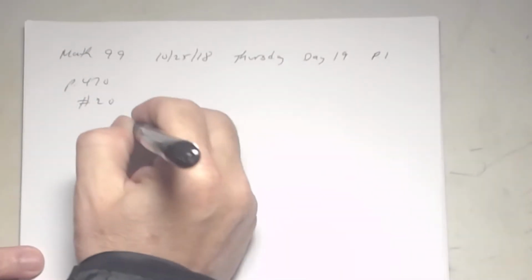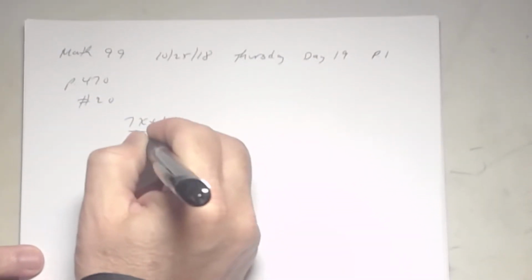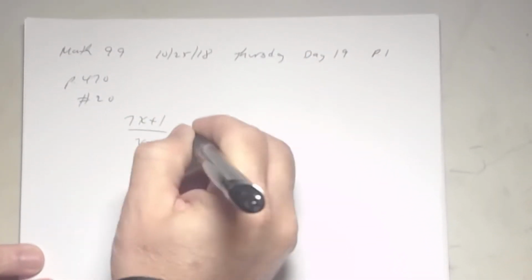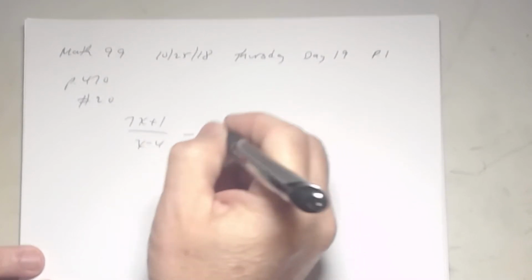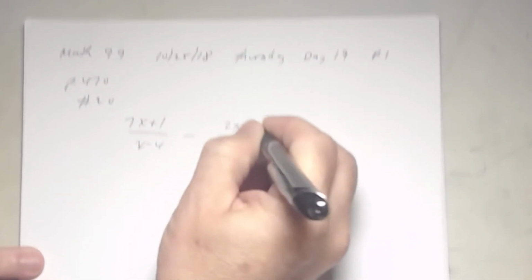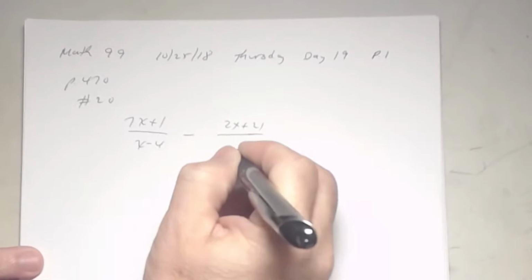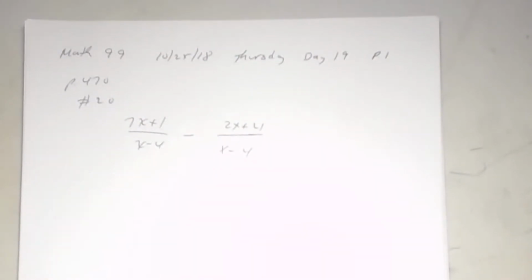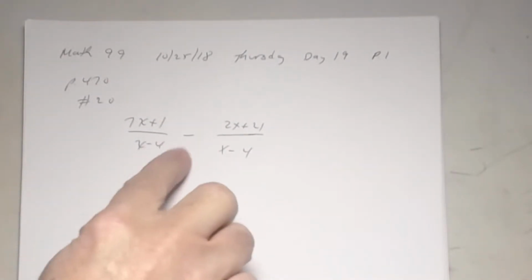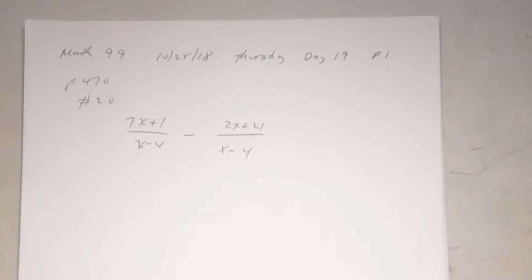Okay, so you have 7x plus 1 divided by x minus 4, and you're subtracting 2x plus 21 divided by x minus 4. All right, now in a couple more sections, you're going to be talking about rational equations. So you're going to have this not as an equation because there's no equal sign, but you're going to have this in an equation. You have to be careful when you see a subtraction.